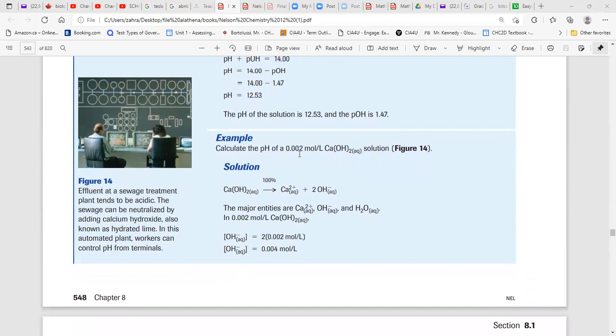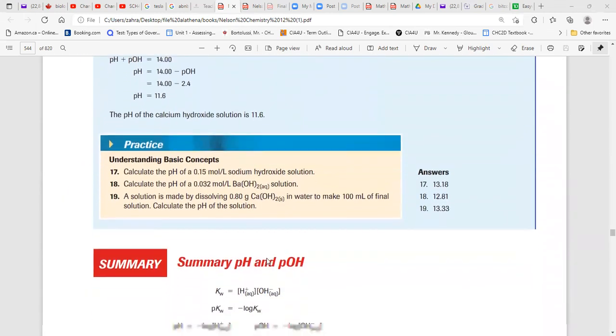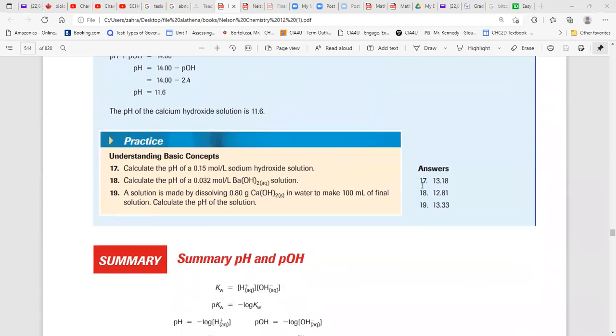Okay, calculate the pH of 0.02 mole per liter of Ca(OH)2. That would be very similar. For practice, you can do question numbers 17, 18, and 19.